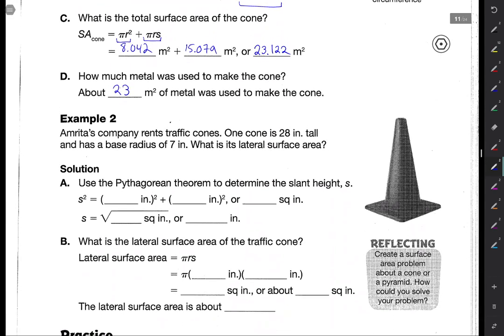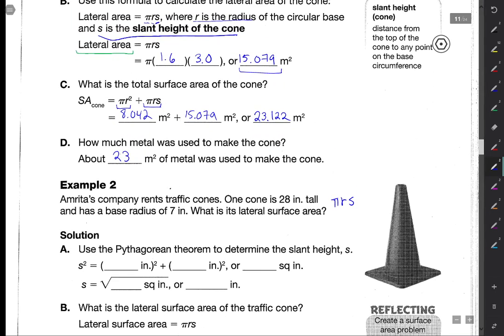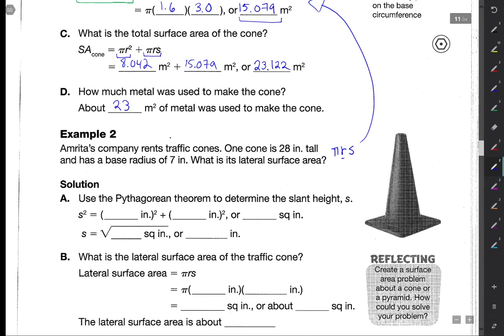And finally, in example 2, Amrita's company rents traffic cones. One cone is 28 inches tall and has a base radius of 7 inches. What is its lateral surface area? For this cone, we need to use the lateral surface area formula, which is pi times radius times the slant height, which we saw up here. We have the radius, but we also need the slant height.